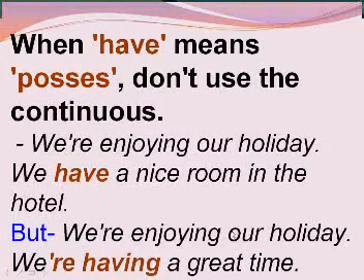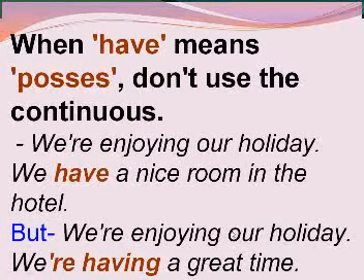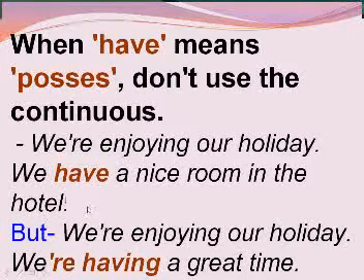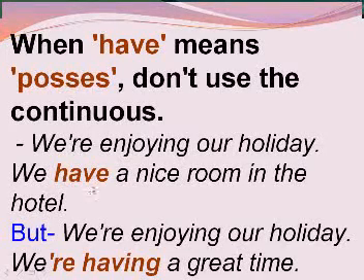Another verb which is a little bit tricky, like think, is have. When have means possess or own, don't use the continuous form. If you say, for example, we're enjoying our holiday, we have a nice room in the hotel. We have here means we possess or we own a nice room in the hotel. We don't say we are having, of course, because you have the meaning of own or possess.